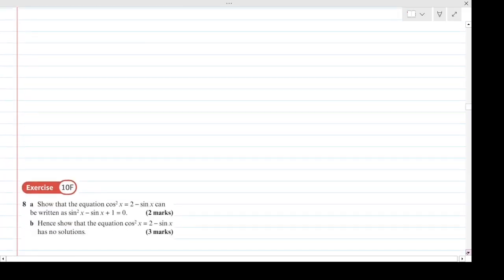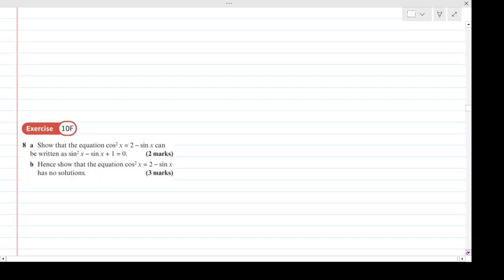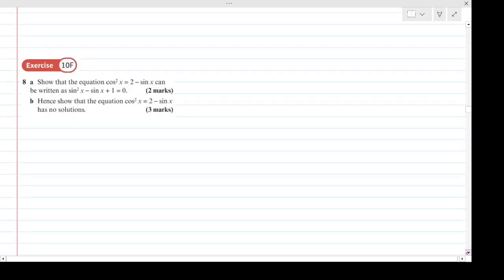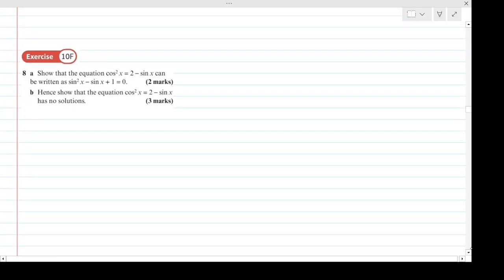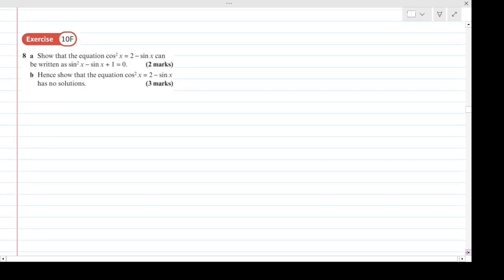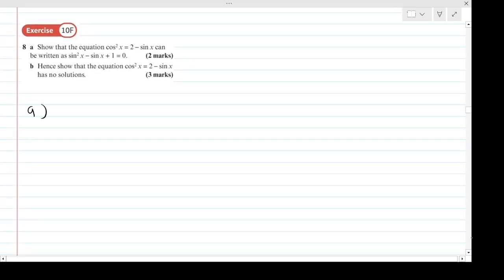Right. Let's have a look at this exercise then, and we're going to explore this idea of equations maybe not being solvable in this question here. So let's have a look at this. Part A, we need to show that the equation cos squared x is 2 minus sine x can be written as sine squared x minus sine x plus 1 equals 0. So again, hopefully you notice this equation we need to get to has just sine x, but we have a cos x, but this is cos squared.